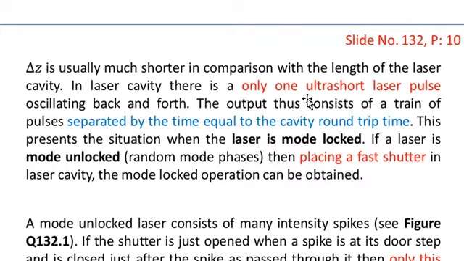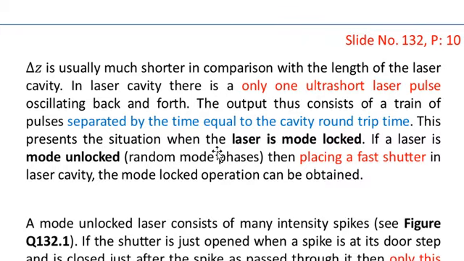In a laser cavity, there is only one ultra short laser pulse oscillating back and forth. The output thus consists of a train of pulses separated by a time equal to the cavity round trip time. So remember that since the pulses are separated by a time equal to the cavity round trip time, it means that only one ultra short laser pulse will be oscillating back and forth within the laser cavity at a time.